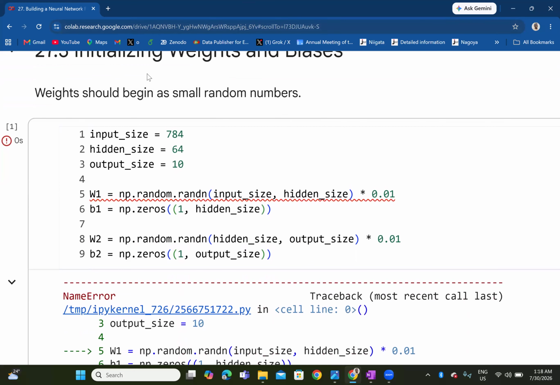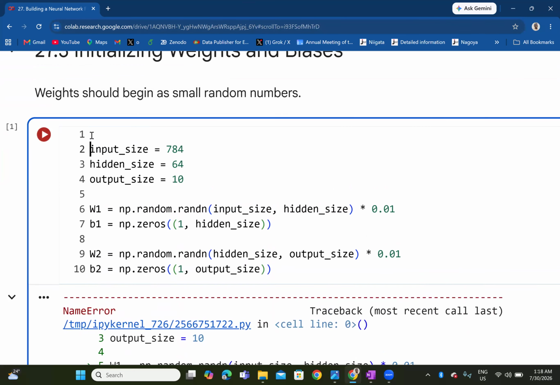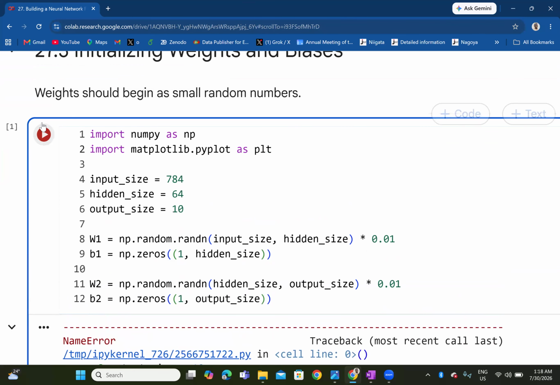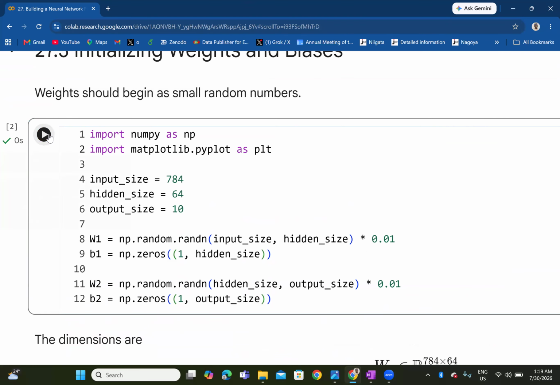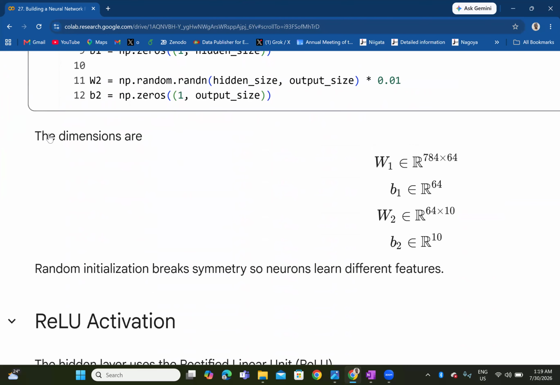So the challenge is that NumPy was not defined here. So with this now, I think we shouldn't have that issue, although this doesn't do anything because we're still going to do the mini project. So W2 is 64 by 10, and then B2 is a 10-dimensional one. So you see that linkage as you're going to go. So random initialization breaks symmetry, so neurons learn different features now.